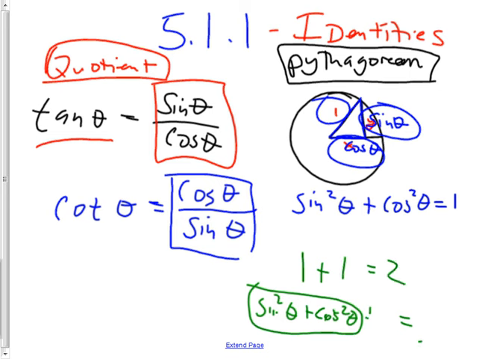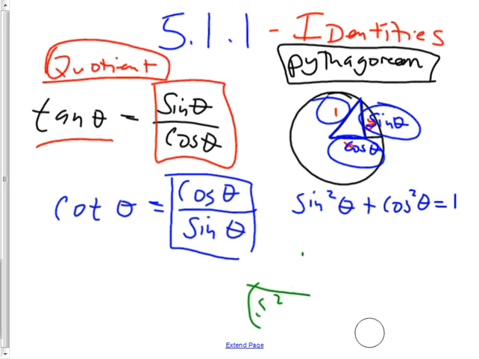Well, we learned that sine squared plus cosine squared plus 1 is equal to 2. It's true. Okay. So that's one of your Pythagorean ones, the blue one there. And I'm just kind of showing you how you might use it. Here's another one of your Pythagoreans.